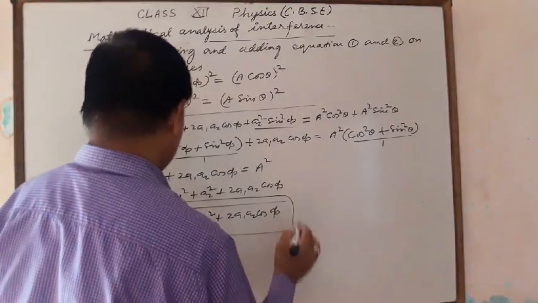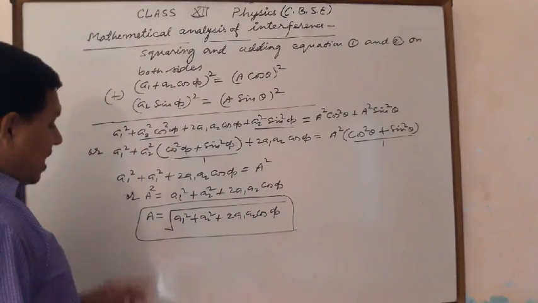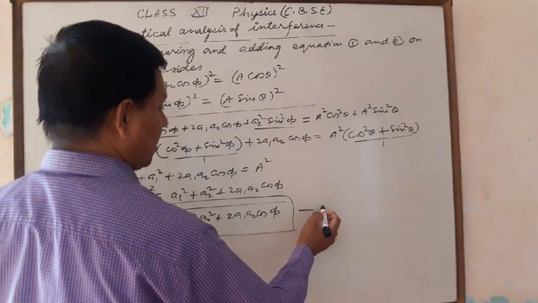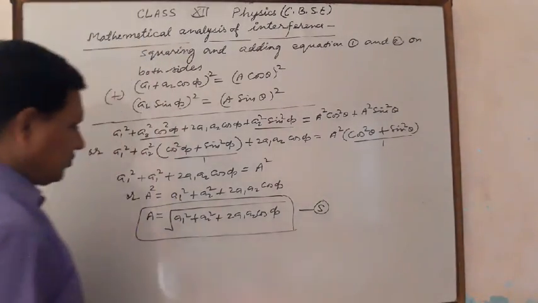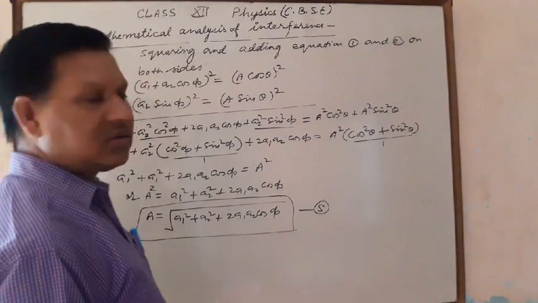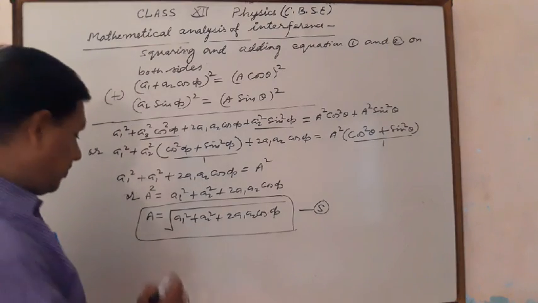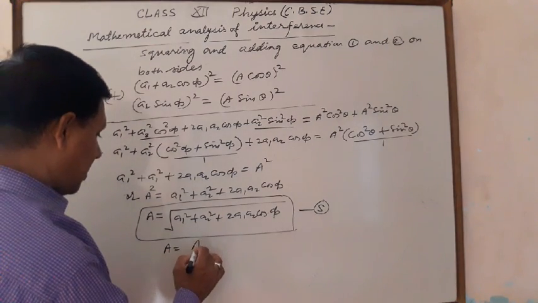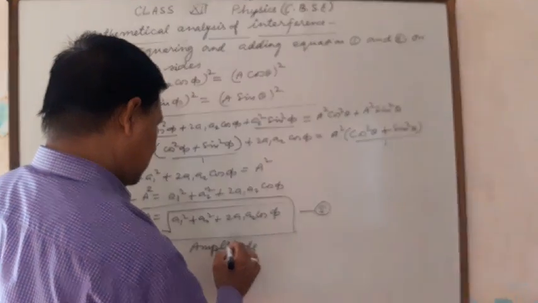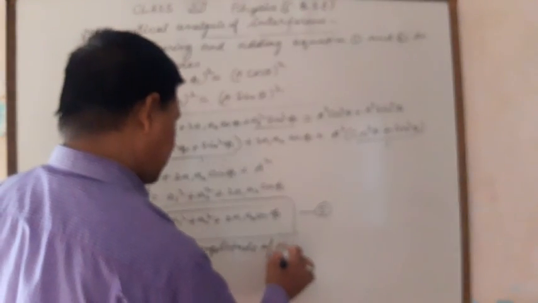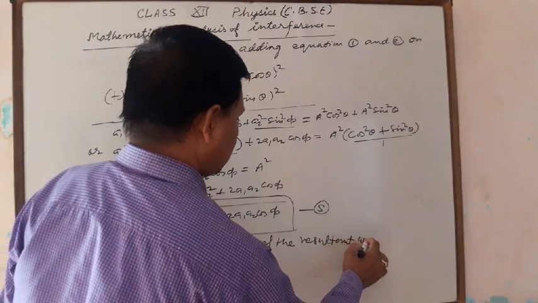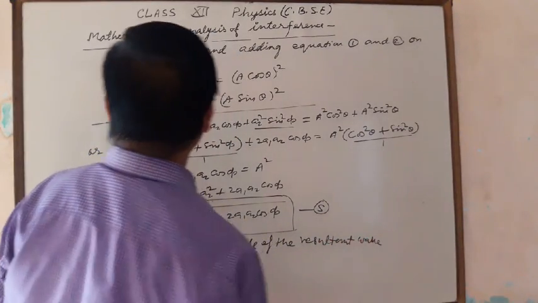This is the formula for the amplitude of the resultant wave, and this is known as equation 5. So here A is the amplitude of the resultant wave.